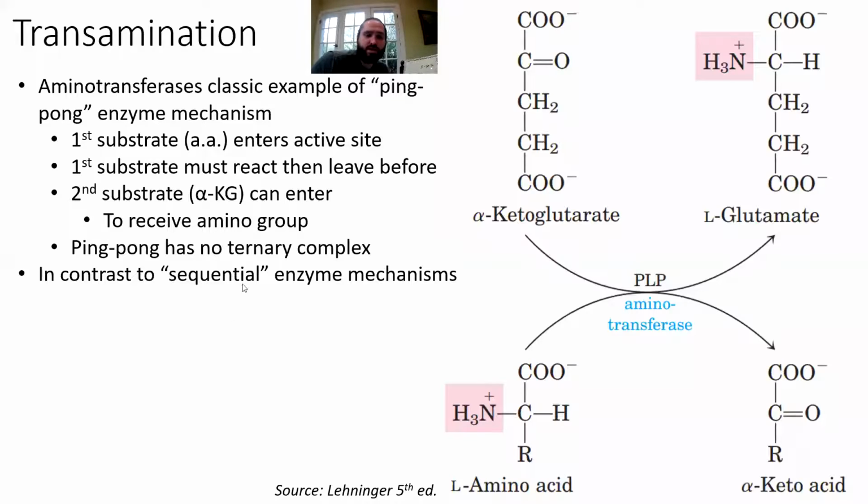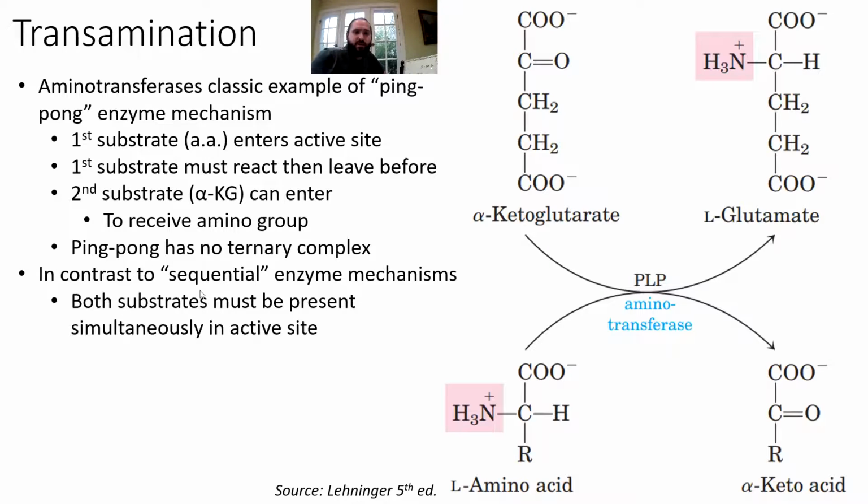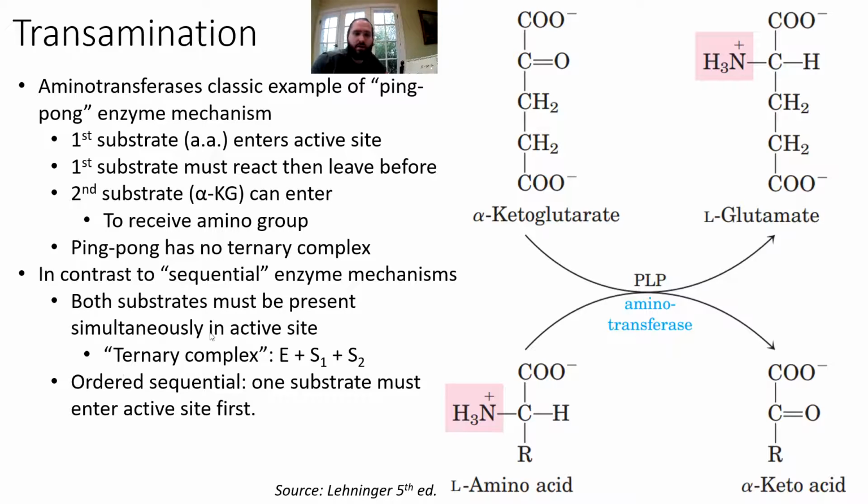So that's our first type of enzyme mechanism. Our second category is going to be sequential. In sequential enzyme mechanisms, both substrates must be present simultaneously in the active site. So there is therefore a ternary complex in sequential enzyme mechanisms, where we'd have E, substrate 1, and substrate 2. There's two types of sequential enzyme mechanisms.